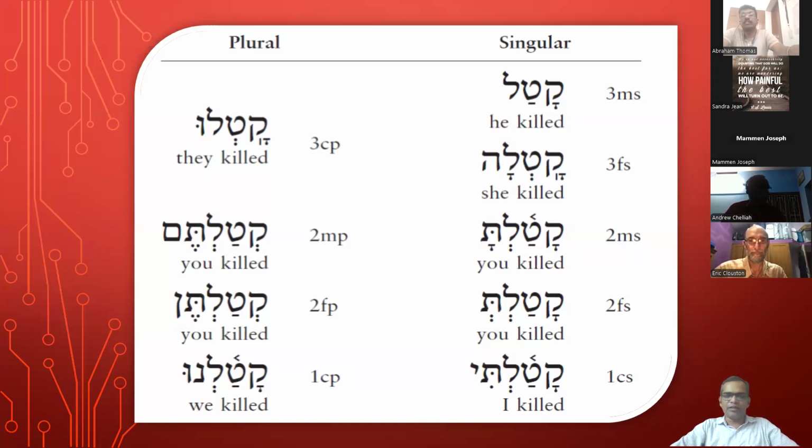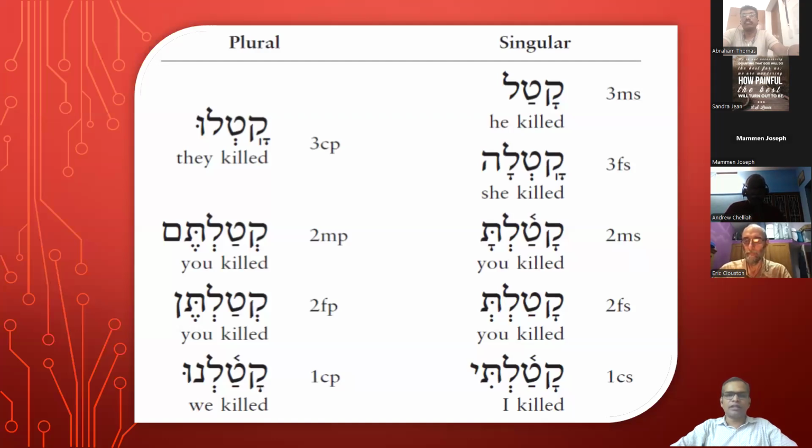So this is called perfect conjugation, which is the basic verbal conjugation in Hebrew, which you have to memorize by heart. So in the next class, when I ask, you have to say katal, katela, katalta, katalt, katalti, katelu, ketaltem, ketalten, katalnu. Okay, so this is the paradigm, and this same root we will be using for imperfect, imperative, and for the other stems as well. So we have to be a little careful in that.